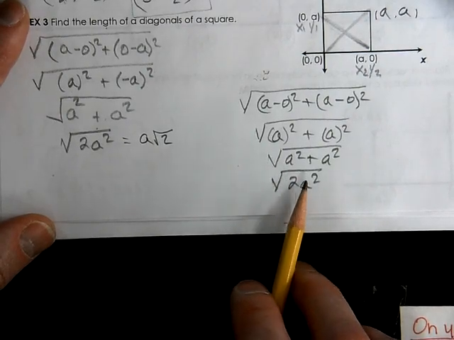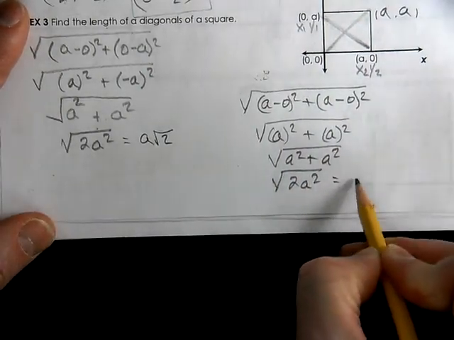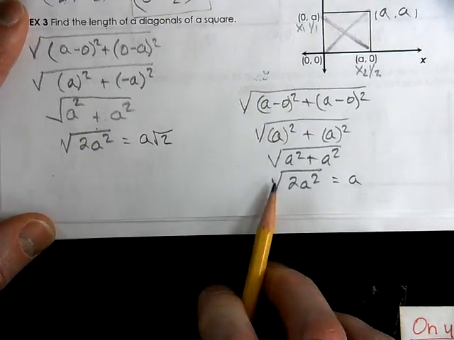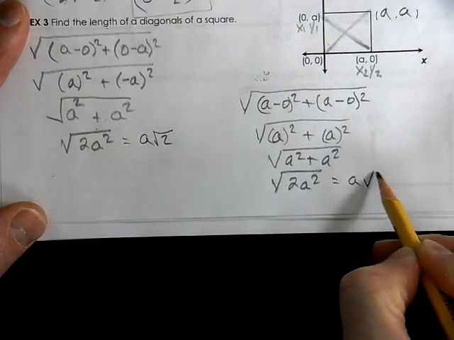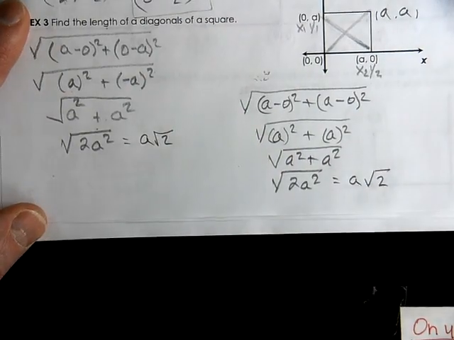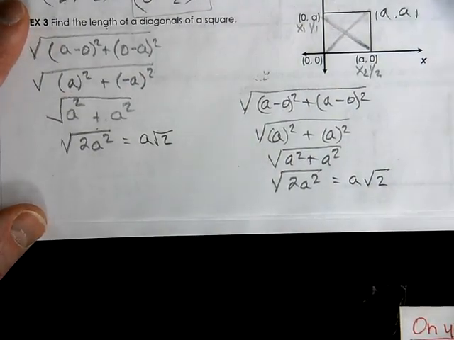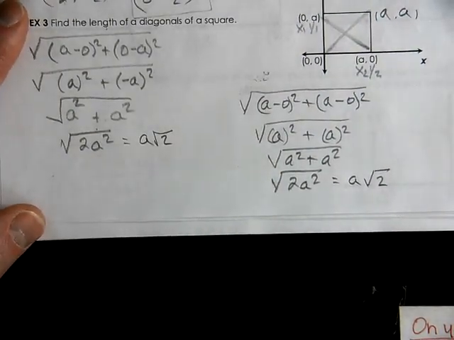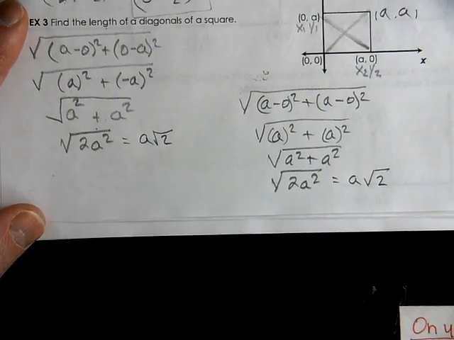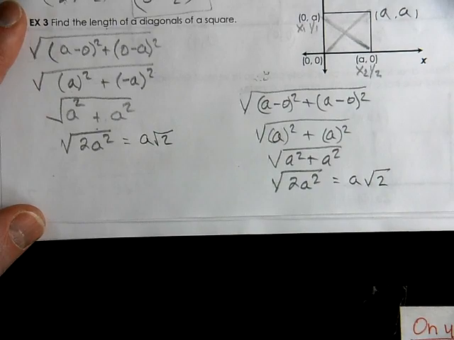Because I can take the square root of a squared, that becomes a. What do I do with the square root of 2? We just leave the square root of 2 as it is, because it's not the square root of 4. It's not the square root of 9. It's just the square root of 2. I don't know what number times what number makes the square root of 2, so we just leave it in that form. We don't want to use calculators.